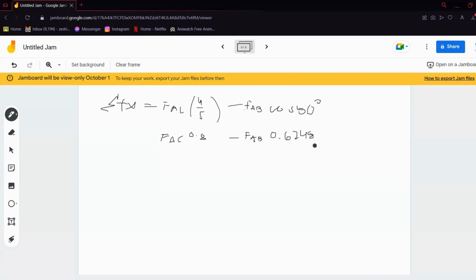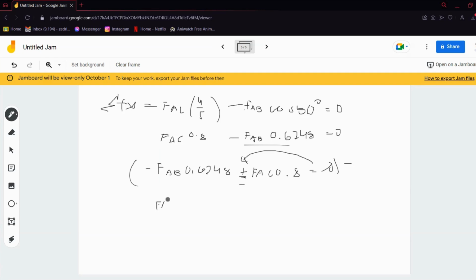So now we have to transpose. We're gonna have to find the value of FAB first. So if we have negative FAB times 0.6428 plus FAC times 0.8 is equal to 0, we can now multiply this by a negative. That will be the sign negative as well. But when we transpose, we're gonna have it back to positive again. So that will be FAB times 0.6428 is equal to 0.8 FAC.